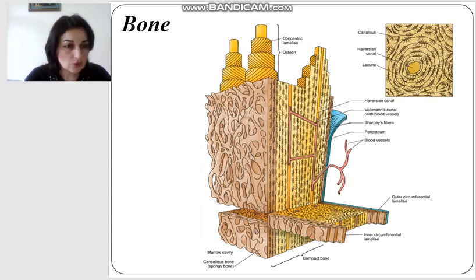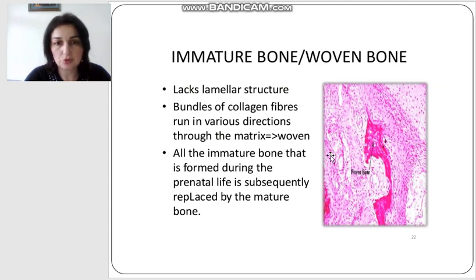Now let's look at the woven bone tissue, that is primary bone tissue. It lacks lamellar structure. Pay attention. Bundles of collagen fibers here run in various directions through the matrix, and all the immature bone that is formed during prenatal life is subsequently replaced by mature bone. That bone also will be formed during remodeling of the bone.